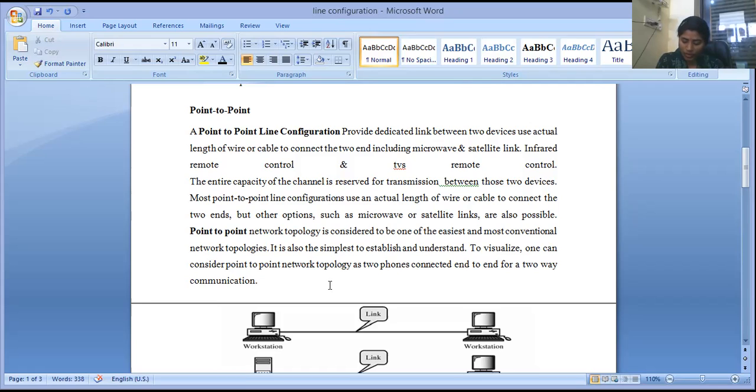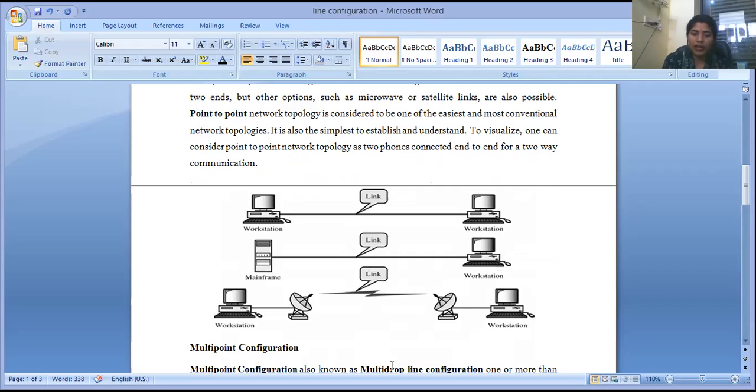Okay. Now, if we discuss point-to-point, this network topology is considered to be one of the easiest and most conventional network topologies. It is also the simplest, established, and easy to understand. To visualize, one can consider point-to-point network topology as two phones connected end to end for two-way communication. This diagram will explain point to point.